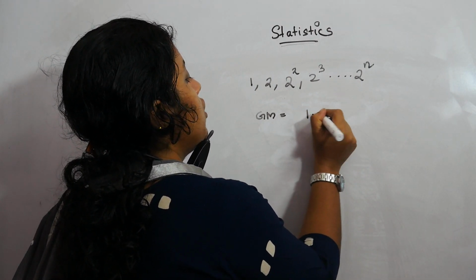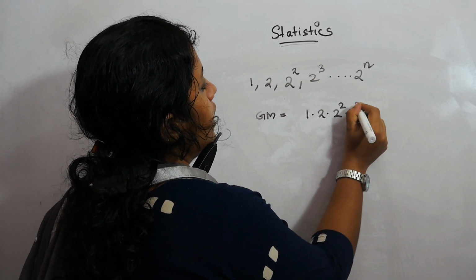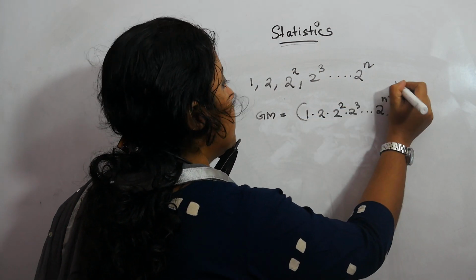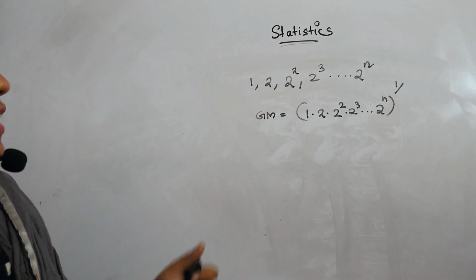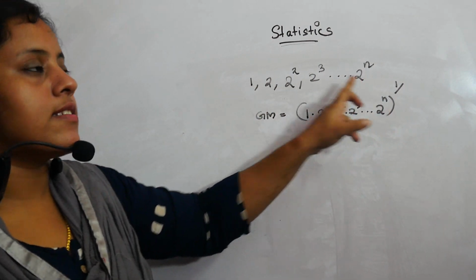So that is 1 into 2 square into 2 cube into etc., up to 2 raised to n, the whole raised to 1 by, is it n or n plus 1? See this: 1, 2, 3, etc., here n is there, then 1.